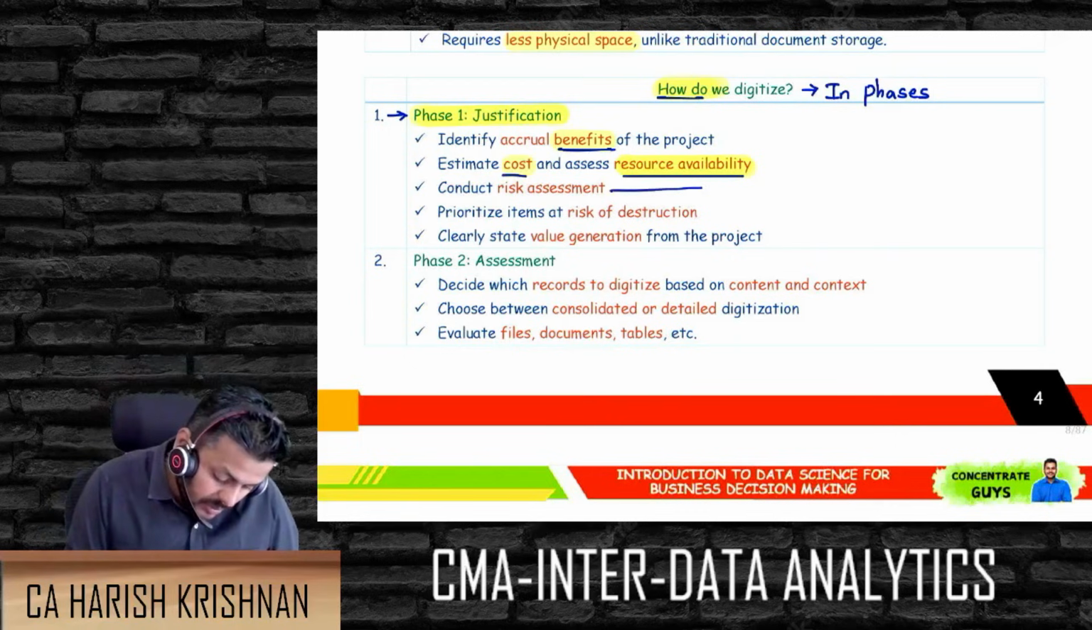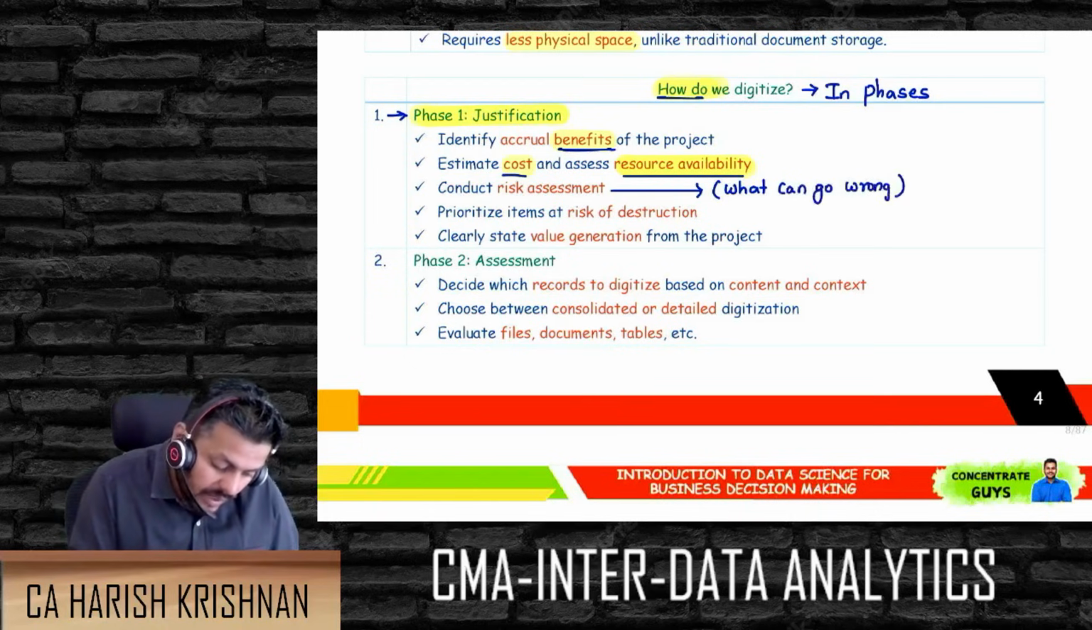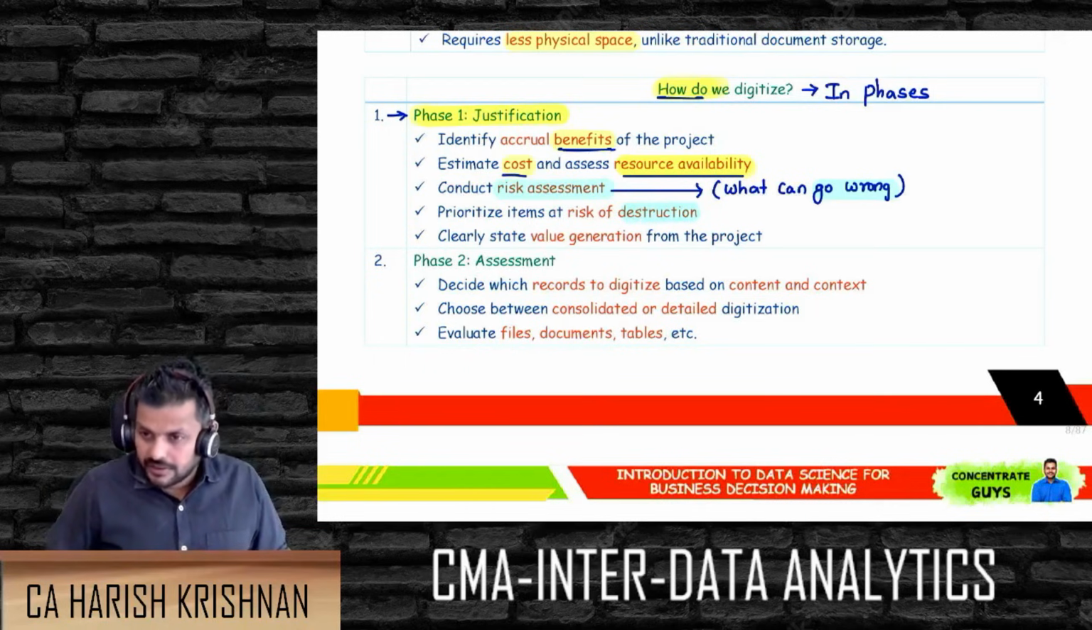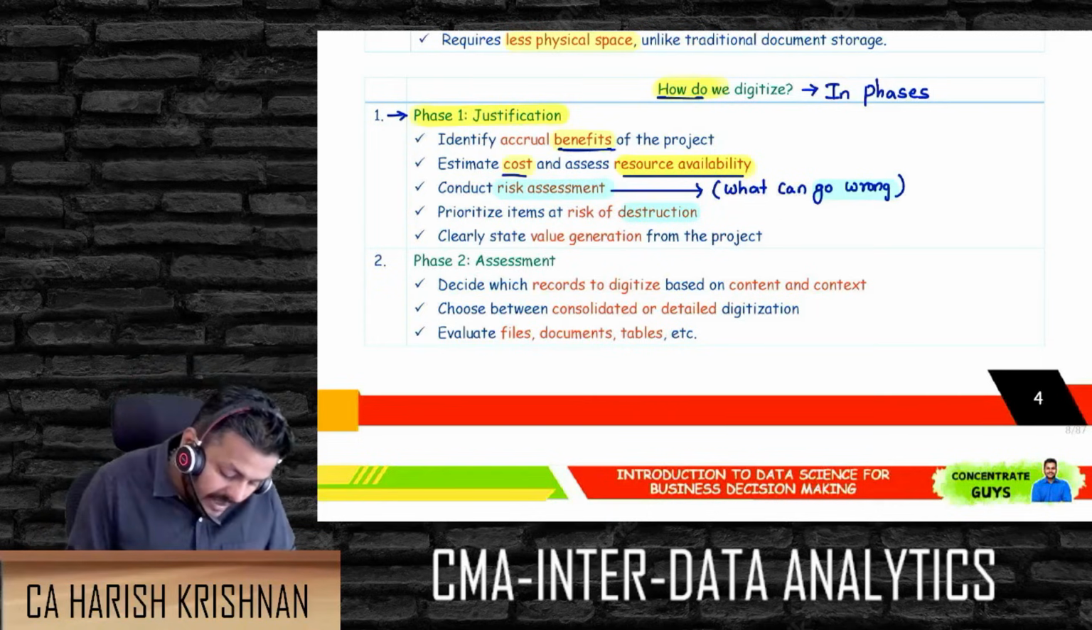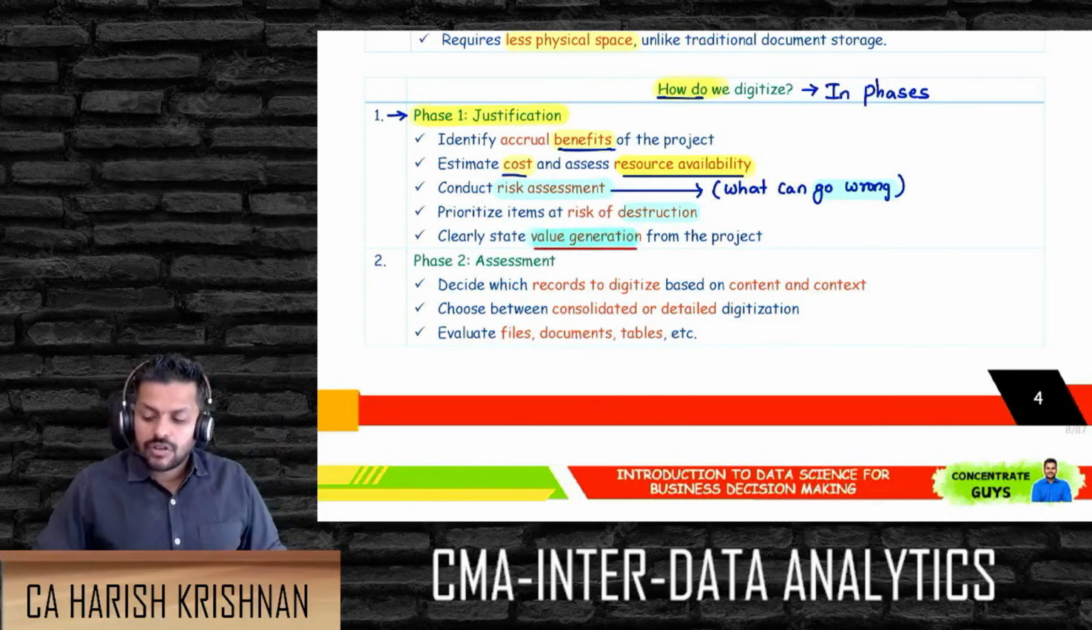Normally, I think you heard it in audit. So risk assessment talks about what can go wrong if this exercise doesn't go as planned, or it doesn't go as you want. What can go wrong? Like that, you can conduct the risk assessment. Prioritize the items which are at the risk of destruction, what would get done, what would go off. And clearly state value generation. What is the value that will be generated out of this project? Clearly state the value generation from the project.